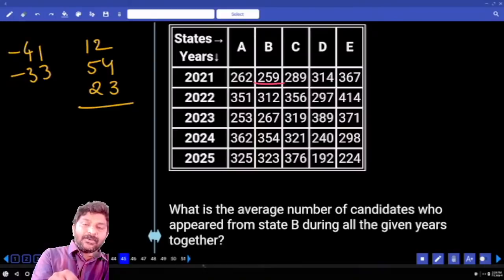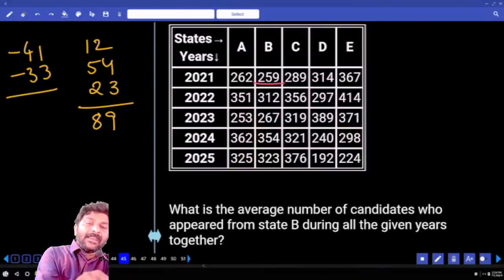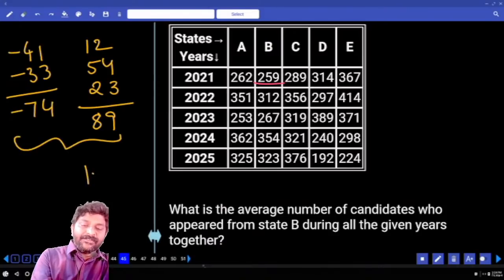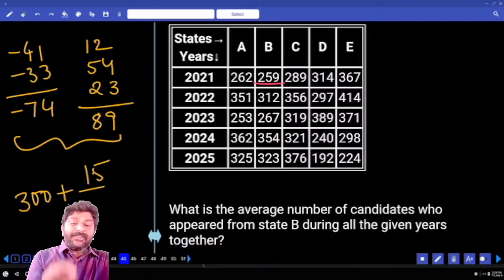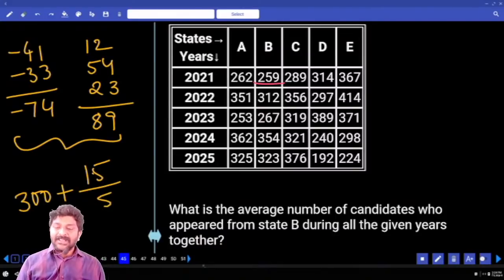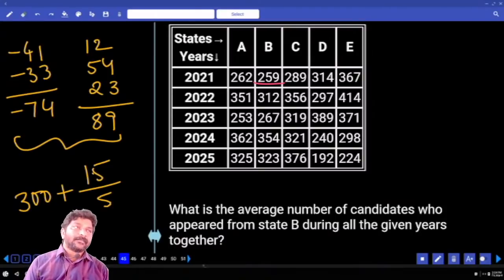Next number, 54 more. Next number, 23. So all positive numbers together, 89. All negative numbers together, 70. So final effect is 15 left over. After making every number 300, still you are left with 15. Now this 15 must be adjusted among how many years? Then each year gets 3 more. So answer 303. Over.